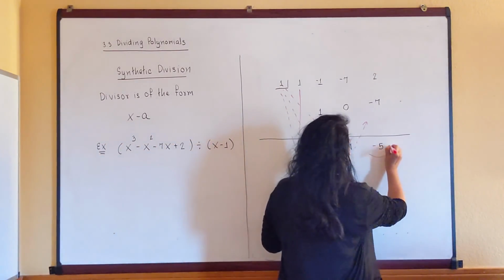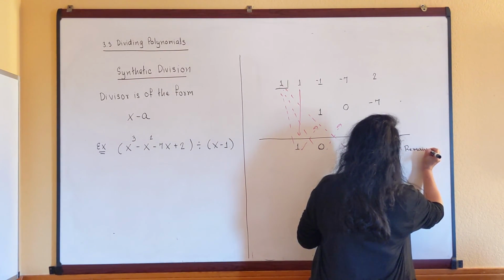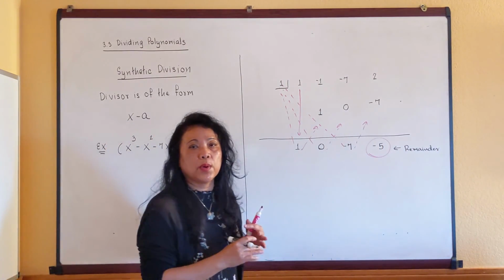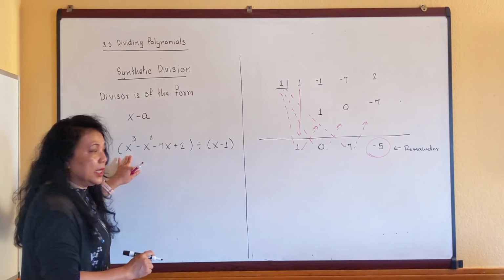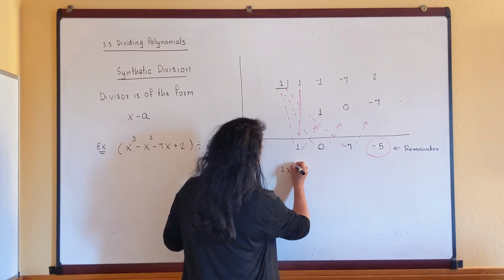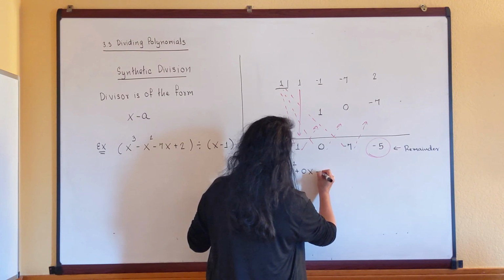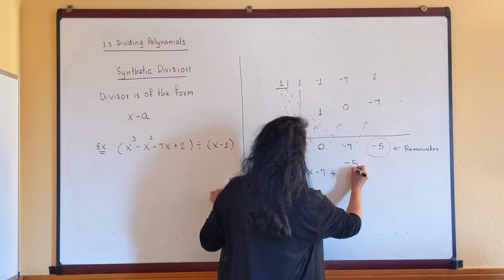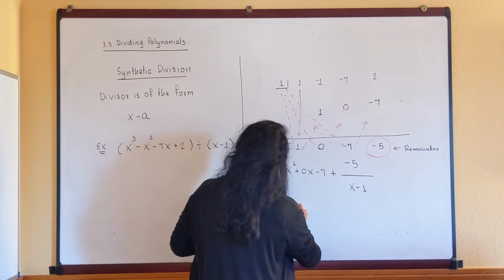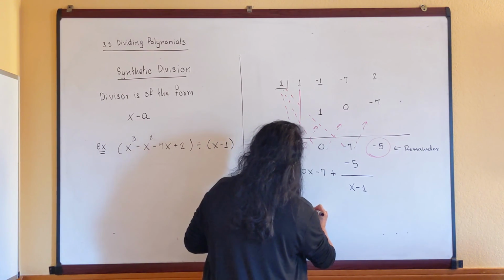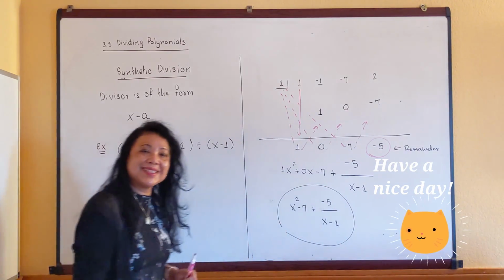The last one here is always going to be the remainder. If you have 0 here, it means you don't have a remainder and it goes in evenly. So this is your quotient. It starts with degree 2, one less than the original: 1x squared plus 0x minus 7, plus the remainder, which is negative 5 over the divisor. Or you can write it this way: x squared minus 7 plus negative 5 over x minus 1. So this is synthetic division.